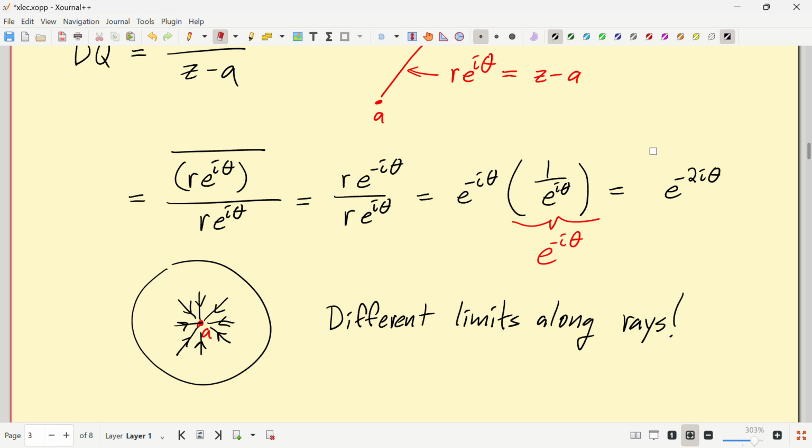Okay, and if you look at that function, x minus iy, it's incredibly smooth. The real part and the imaginary part are infinitely differentiable. So you think, oh, that's going to make it clearly complex differentiable. Not true. There's something special about being complex differentiable.